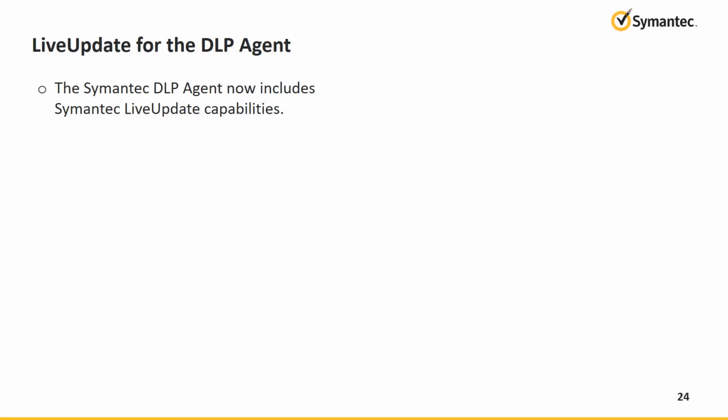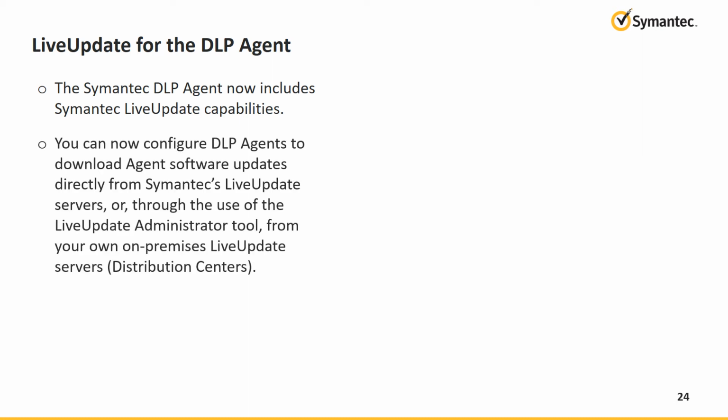Symantec LiveUpdate provides an easy way for you to obtain the latest hotfixes for DLP agents on Windows, enabling you to keep your DLP agents up to date. You can enable the DLP agents to receive the updates directly from Symantec, or you can control the update process from within your own organization.